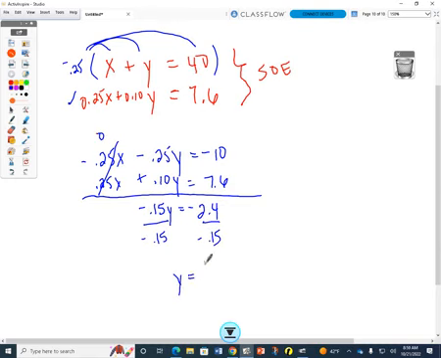I can't remember. Is it 8 or 16? Somebody divide it. Jamarian? 2.4 divided by 1.5. Not negative 16, because they're both negative, right? So it's going to be a positive 16. Huh? 16? All right. So y is 16.